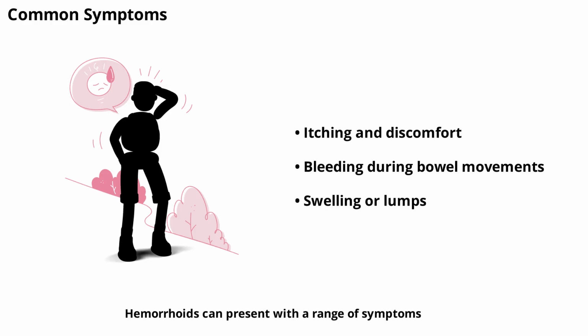Hemorrhoids can present with a range of symptoms. The most common include itching, discomfort, pain, and bleeding during bowel movements. You might notice bright red blood on toilet paper or in the toilet bowl. Swelling or a lump near the anus can also occur, especially with external hemorrhoids. Sometimes, hemorrhoids can become thrombosed, meaning a blood clot forms inside, causing severe pain and swelling. Recognizing these symptoms is the first step toward seeking help.